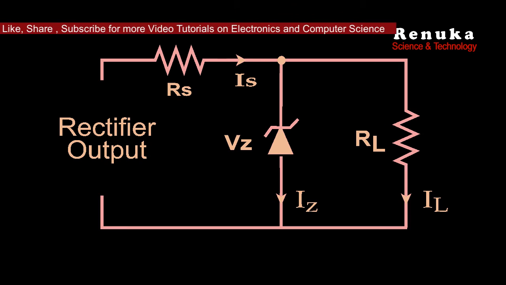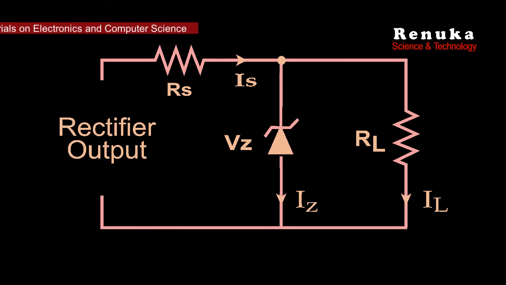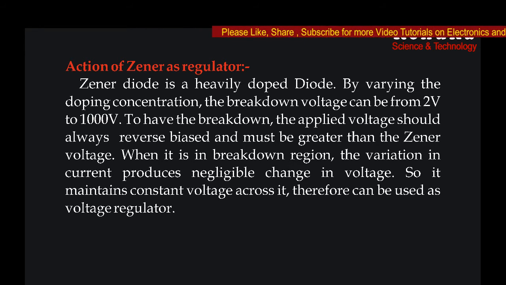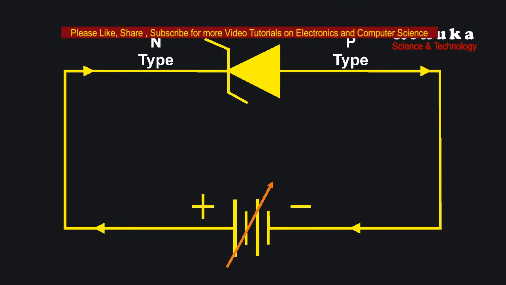Before starting with the Zener diode as a regulator, we should understand the characteristics of the Zener diode. A Zener diode is a heavily doped diode. By varying the doping concentration, the breakdown voltage can be changed from 2 volt to 1000 volt. Now what is meant by breakdown voltage? It is the voltage when the diode is in reverse bias mode.